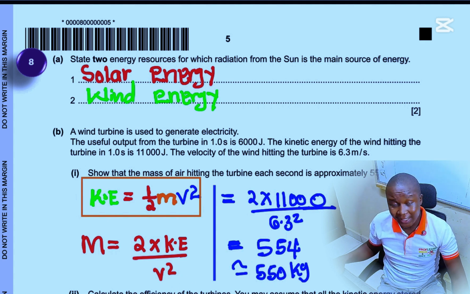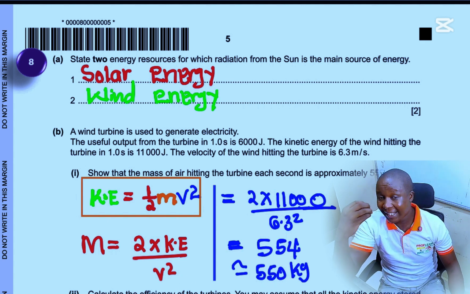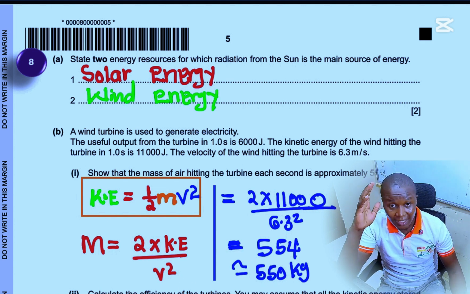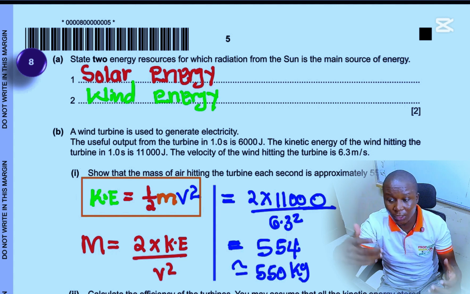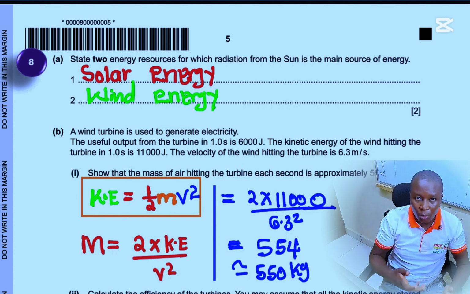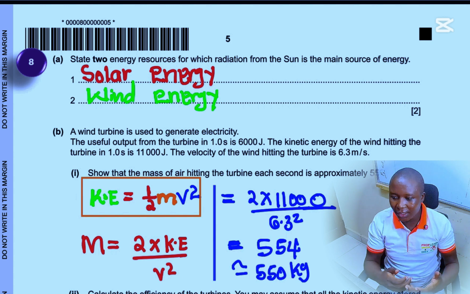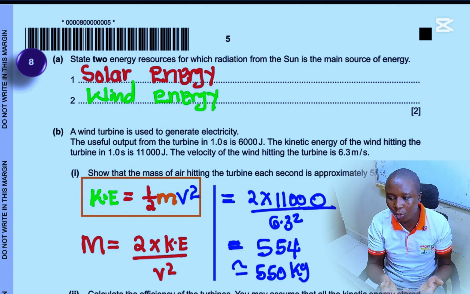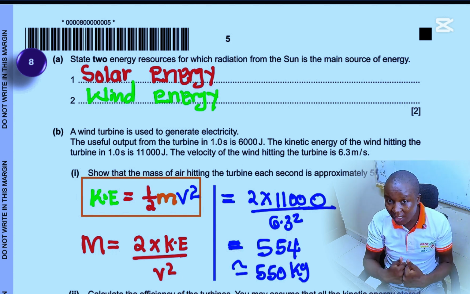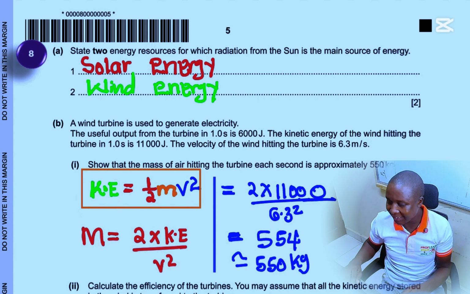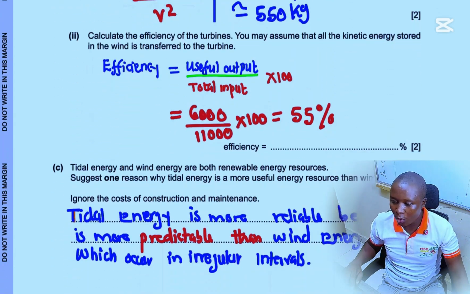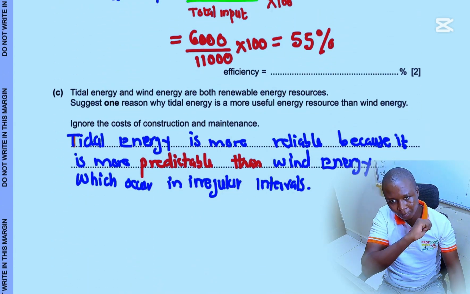We are supposed to calculate efficiency. So another concept that will be very, very key in this coming May, June exams is the concept of efficiency. Do you know how to calculate efficiency? Of course, efficiency is useful power output over the total power input times 100. That's exactly what you're going to do at that particular point.